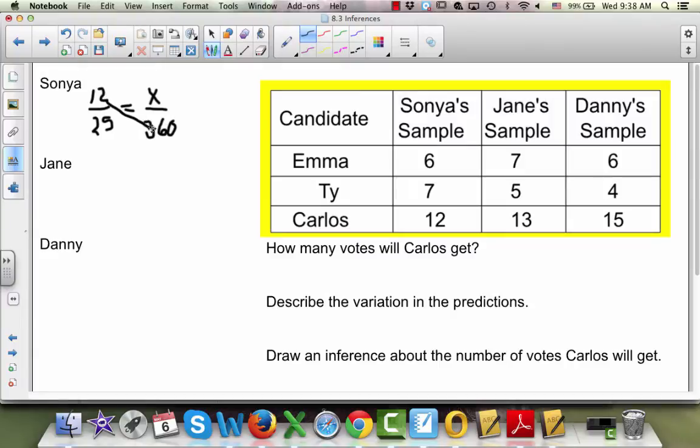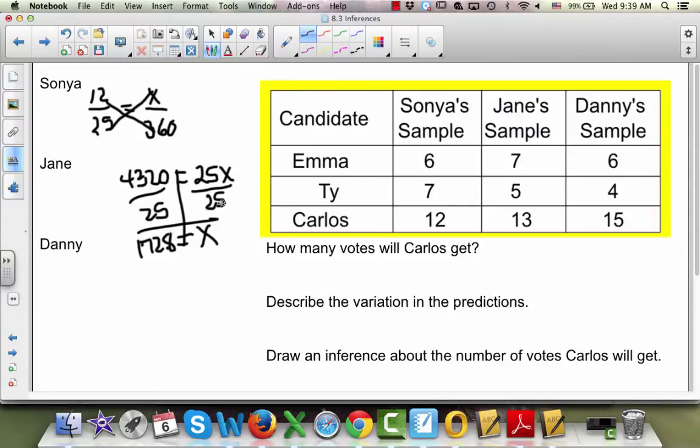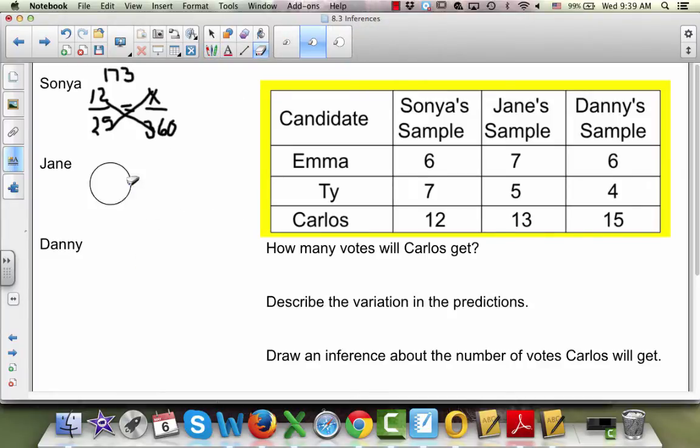So now we cross multiply 12 times 360, and we get 4,320. 4,320 equals 25x. We divide both, draw the line, divide both sides by 25, and we get x equals 172.8. So we can infer that Carlos will get 173 votes out of the 360 based on Sonia's sample. So let's write up here 173. And let's erase the rest of this so that we can have room to work.